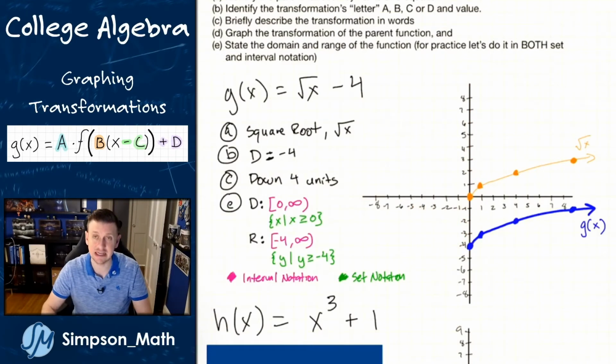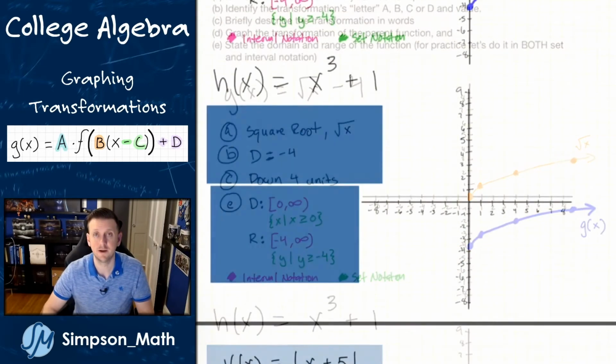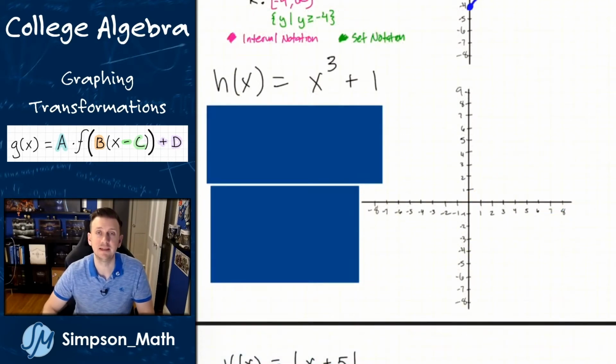I just described that in interval notation, but you can also do that in set notation, which is the set of x's such that x is greater than or equal to 0, or y's that are greater than or equal to -4. All right, so let's graph h of x is equal to x cubed plus 1.